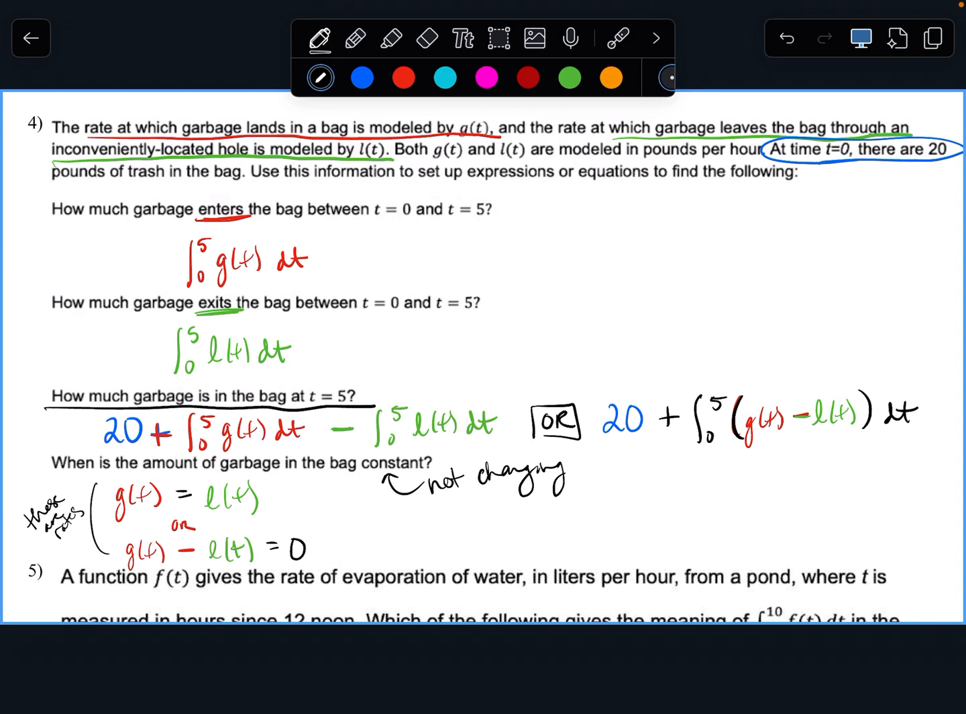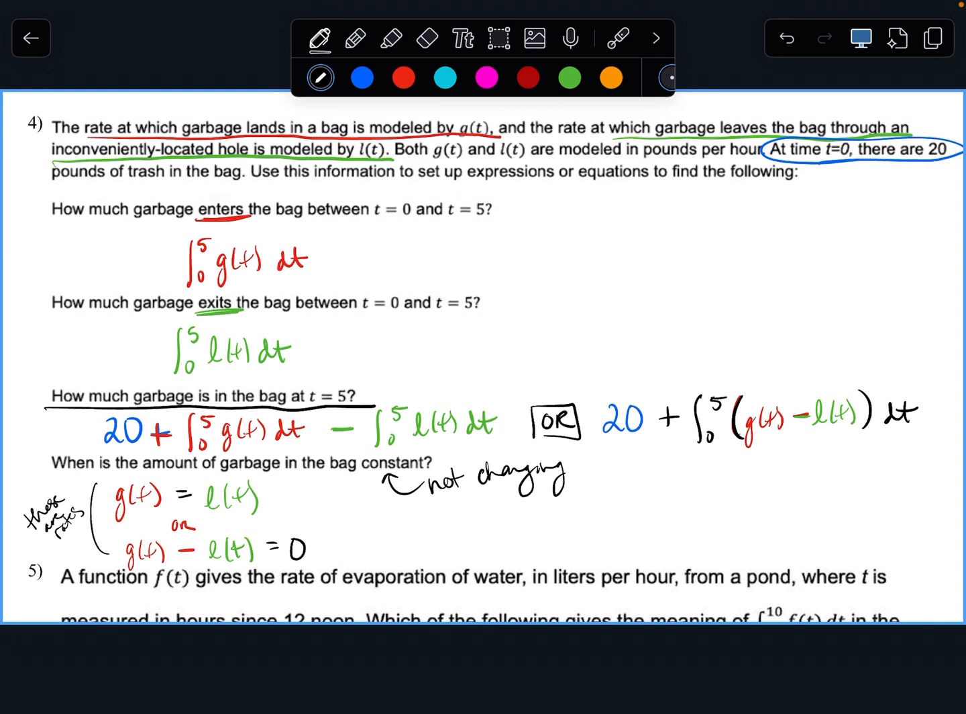Okay. So, enters, that's just straight G of t, 0 to 5. I don't care how much started. It's just saying how much is going in there. Exits, 0 to 5 is just L of t, because these are rates, right? Now, in the bag, now I care that there's 20 already in there. 20 pounds, that's a lot. So 20 is already in there. I have to add in what's going in and subtract what's going out.